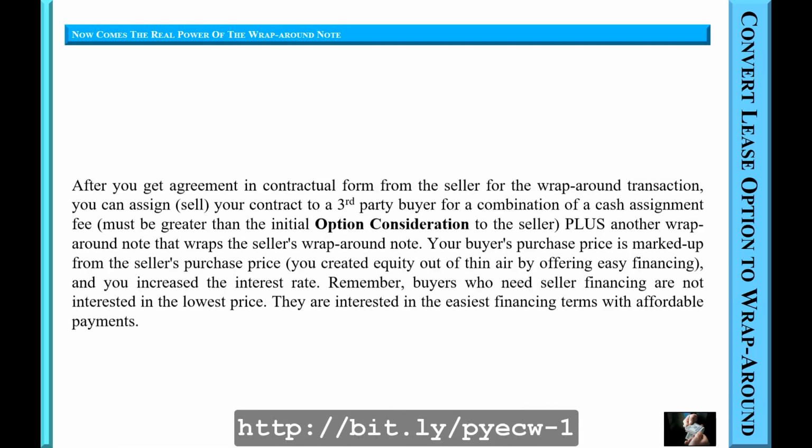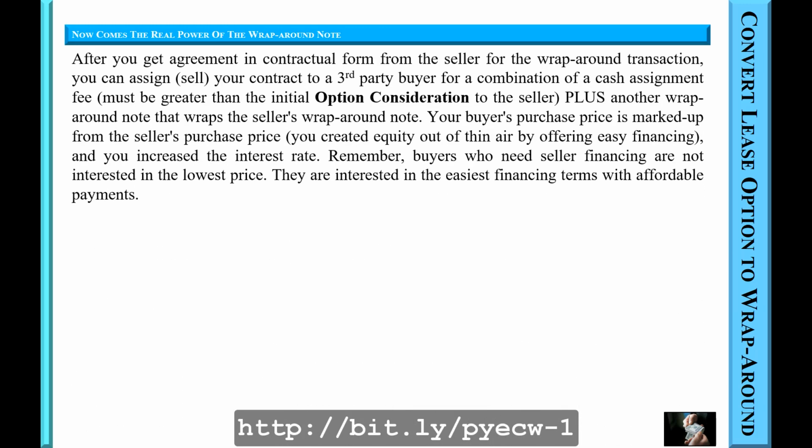Now comes the real power of the wraparound note. After you get agreement in contractual form from the seller for the wraparound transaction, you can assign, that is, sell your contract to a third-party buyer for a combination of a cash assignment fee, which must be greater than the initial option consideration to the seller, plus another wraparound note that wraps the seller's wraparound note.